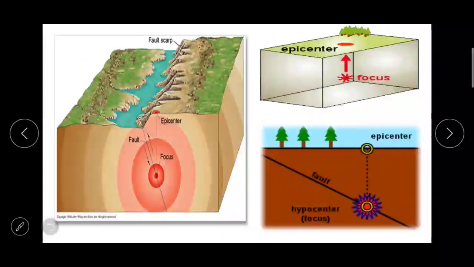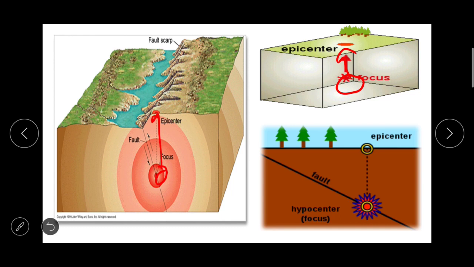To understand this in detail, you can go through all these figures. Here is the focus, then this one is the epicenter. Same thing here, focus, epicenter. Again here, epicenter and focus exactly perpendicular. So, the place on the earth's surface where these energy waves reach first.